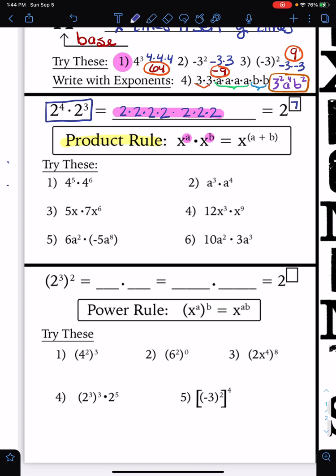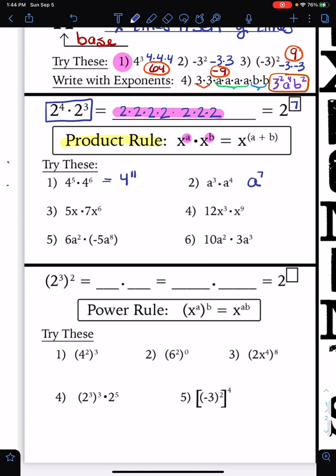Let's try these examples. So 4 to the fifth power times 4 to the sixth power, the shortcut would be to keep the base and just add the exponents, and that would be your answer, 4 to the 11th power. For example 2, a to the third times a to the fourth, we'd keep that base and add the exponents.